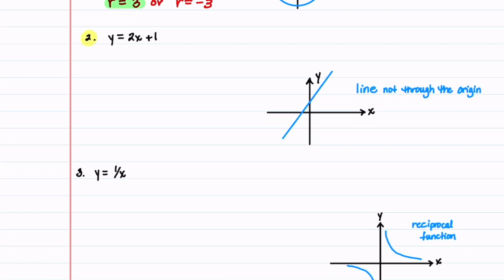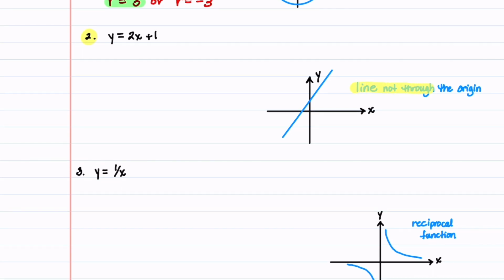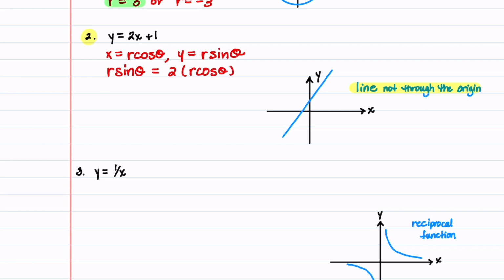Our second example is the equation y is equal to 2x plus 1. This is the equation for a line that does not pass through the origin. We'll begin by substituting in x is equal to r cosine theta and y is equal to r sine theta. This gives r sine theta on the left-hand side, and on the right-hand side we have 2 times r cosine theta plus 1. Since we have an r on both sides of the equation, it looks like we can write this equation in the form r is equal to f of theta.